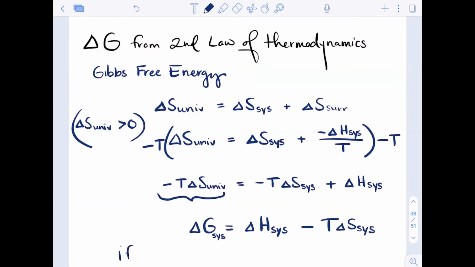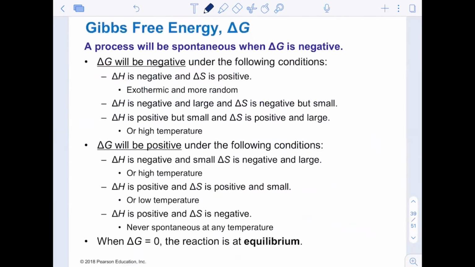If delta G is equal to negative T delta S of the universe, the same principles apply. We wanted delta S of the universe to be positive. That means overall delta G would have to be negative for a spontaneous reaction to occur. And that's what we're going to talk about next. A process will be spontaneous when delta G is negative. Under the following conditions, delta G will be negative.